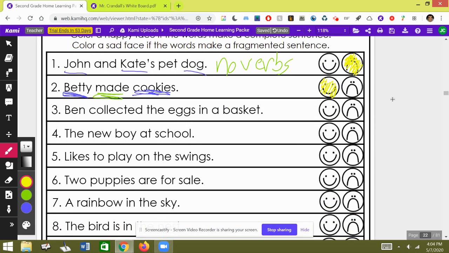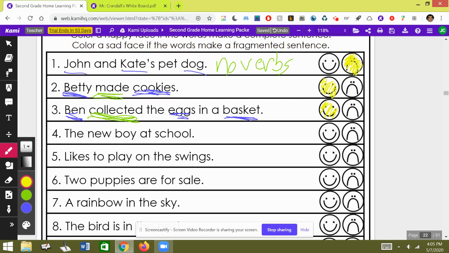Let's try another one. Ben collected the eggs in a basket. Ben is a noun. Eggs are a noun and basket are a noun. Collected is what you do. Like you collect Pokemon cards or you collect marbles or you collect rocks. Look, they have a noun and a verb. So that's a yes. Let's do one more.